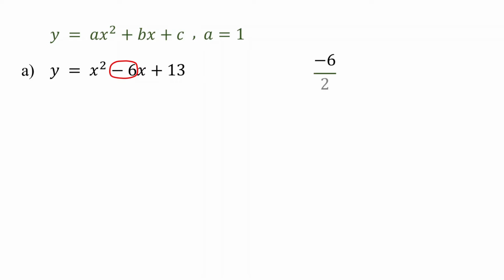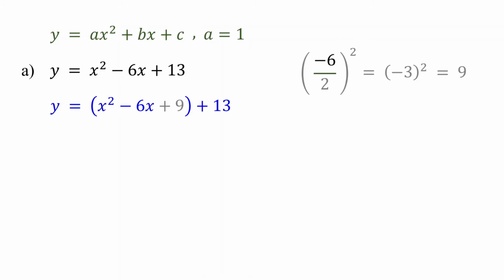When the leading coefficient is 1, as in this example, our first step is to find half of the coefficient of the x term and square it. Half of -6 is -3, and -3 squared equals 9. Then, we add this value to the variable terms to complete the square.